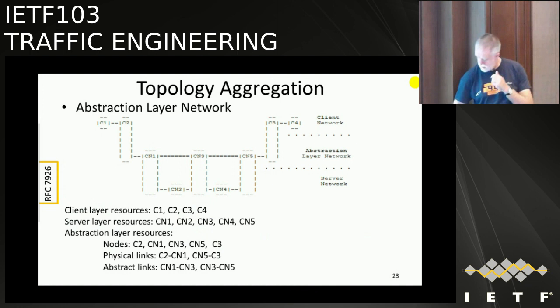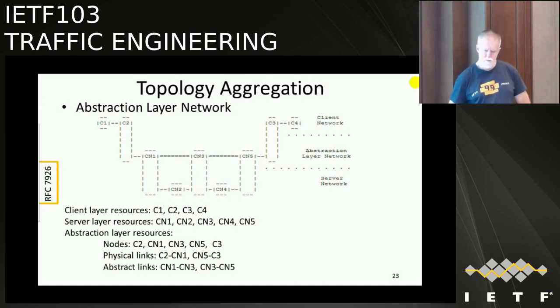And then comes topology aggregation, because different components have different topology information. From the perspective of the PCC, the network is usually rather simple, while for the PCE it is a bigger and more complicated topology. So RFC 7926 provides a very typical example of how the abstraction is done between the client layer network and the service layer network.